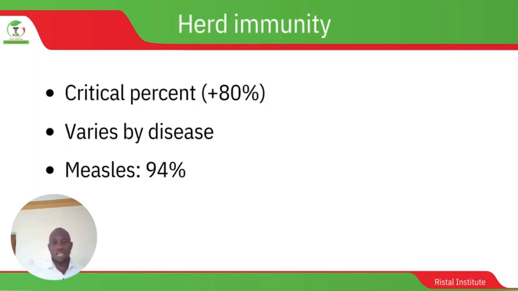So herd immunity can be exploited if about 80% of the population have been vaccinated. But also it is very important to realize that achieving herd immunity actually varies by disease. For measles, if you have 94% of the individuals vaccinated, then it is possible to achieve herd immunity.